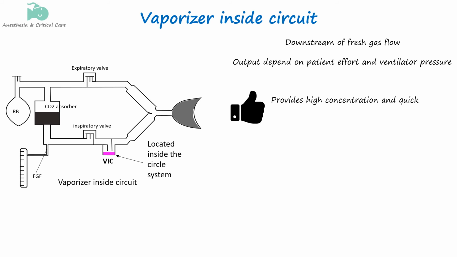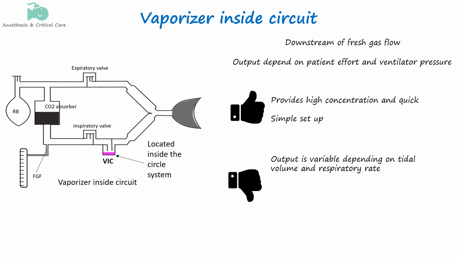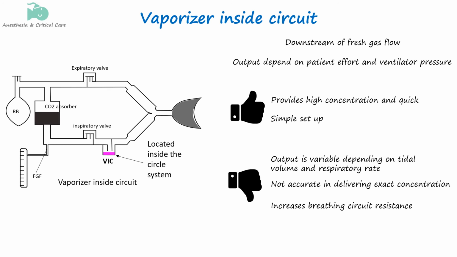It is generally simpler and may be easier to use in some scenarios. But the concentration of the anesthetic gas can vary with changes in ventilation parameters such as respiratory rate and tidal volume. It may be less precise in controlling the exact concentration of the anesthetic agent compared to vaporizer outside systems. It increases resistance in the breathing circuit too.